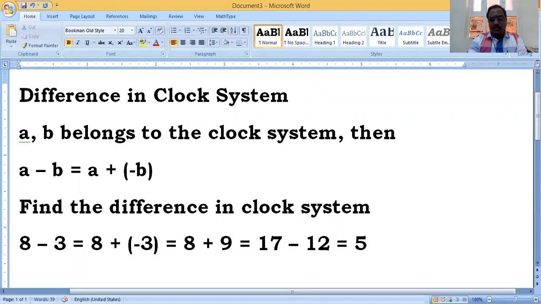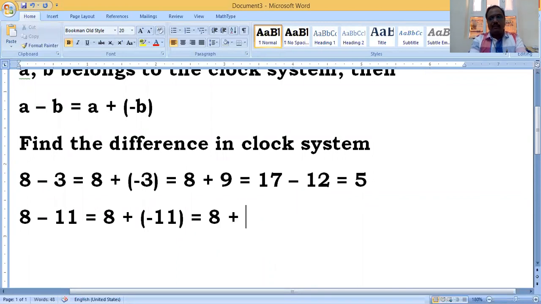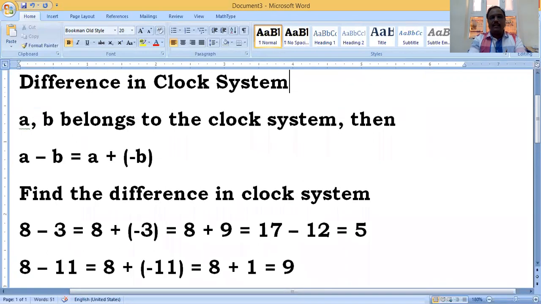In the opposite case, for example, I want to find 8 minus 11. Again, I use the same idea: 8 plus minus 11. I find the additive inverse of 11. What is the additive inverse of 11? It is 1. So 8 plus 1 is 9. So this is how we find the difference in the clock system.